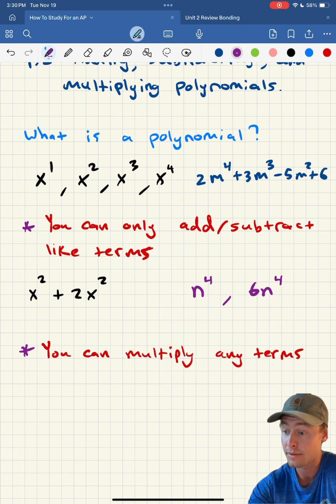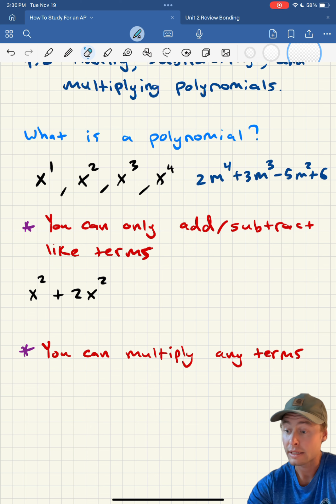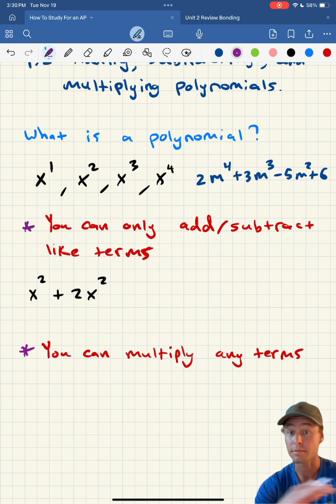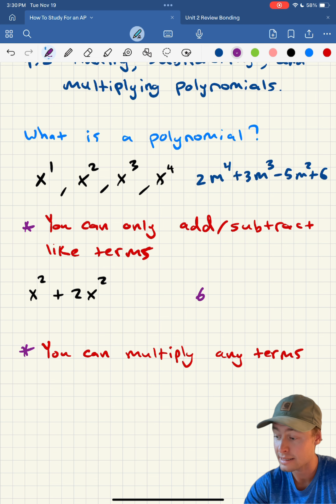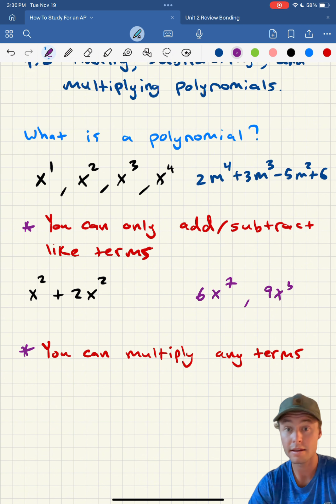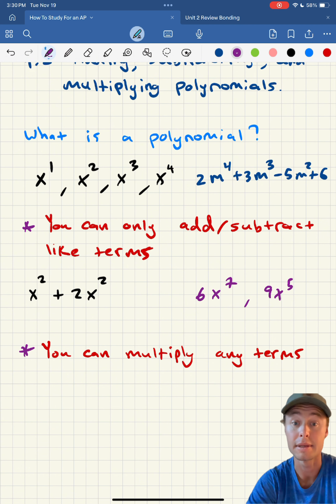Those are like terms. Let's do one more example, this time of what are not like terms. This next example, these are not like terms. Okay, so how about 6x to the 7th and 9x to the 5th? Those are not like terms. Why? Because the exponent is not the same.